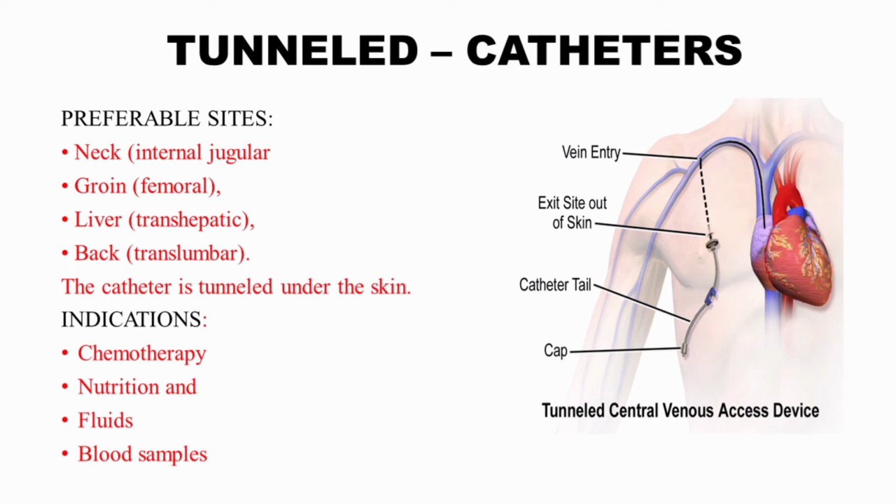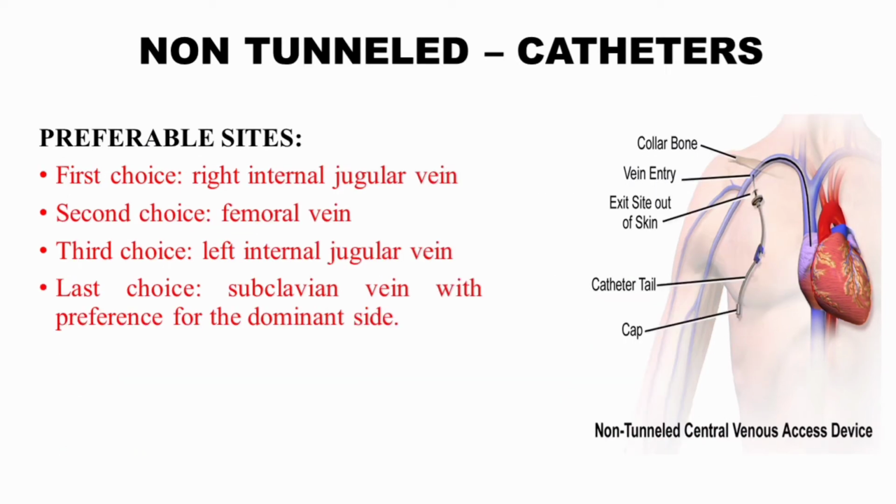Preferable sites for the tunneled catheter: the neck for internal jugular vein, groin for femoral vein, liver for transhepatic vein, back for translumbar veins. So these catheters are tunneled under the skin. What are the indications of tunneled catheter insertion? One is giving chemotherapy medicines, nutritional support, giving fluids, and taking blood samples.